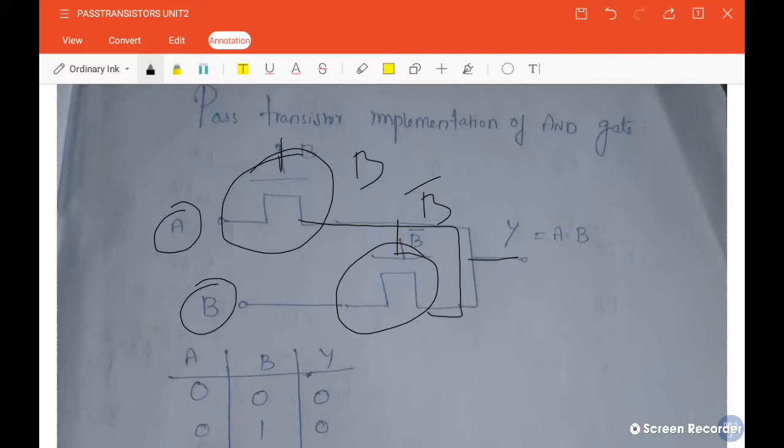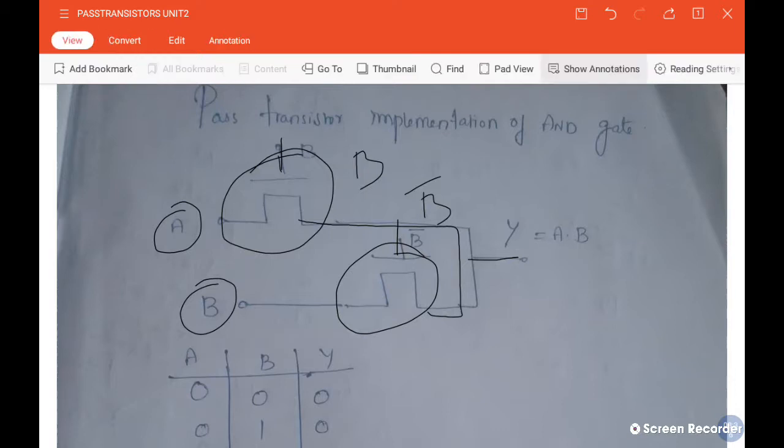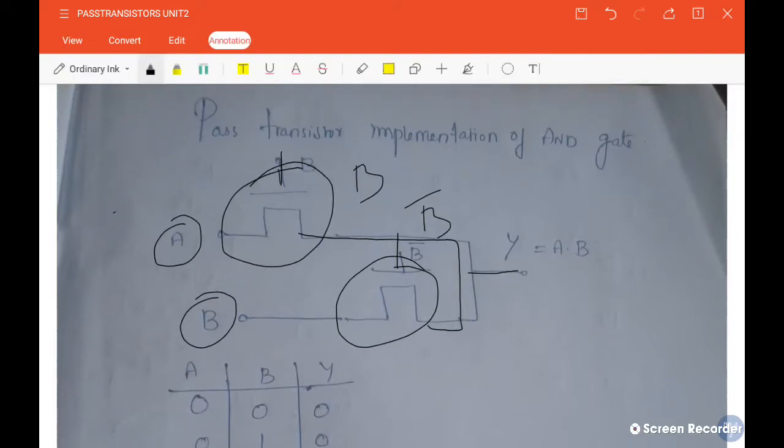Now we'll check whether this circuit is implementing the AND function or not. See here, first I assume my input as 0, 0. If I give my input A equal to 0 and B equal to 0, what will happen? Here the control input is B equal to 0, so this point will become 0. B bar will now become 1, because B is 0, B bar is 1.